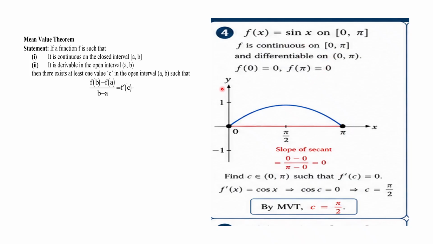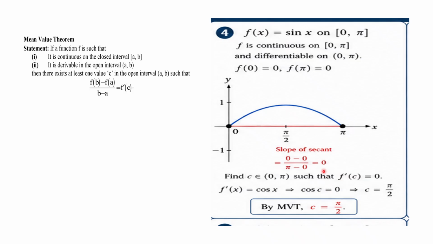Sine 0 is f of a, so f of 0 is equal to 0. So the slope of the secant is f of b minus f of a over b minus a, where f of b is 0, so 0 over pi minus 0, so the slope of the secant is 0. Here we see it is equal to f prime c. f of x is sin x, so f prime is cos x, so cos c must be 0, which means the slopes are equal.